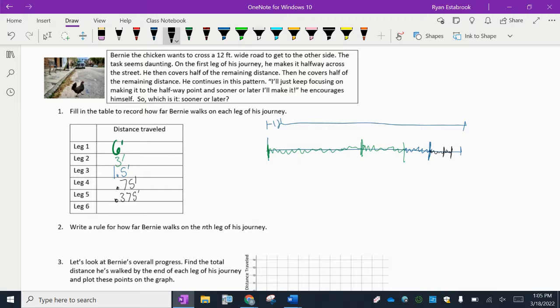Bernie's getting very close. Should only take a few more times maybe. So now 0.375 feet away. You're going halfway there. What's half of 0.375? 0.1875. So waddle, waddle, waddle, halfway there. And there we are at leg 6. How many more times are you going to have to do this for Bernie to get there? Is Bernie ever going to make it?